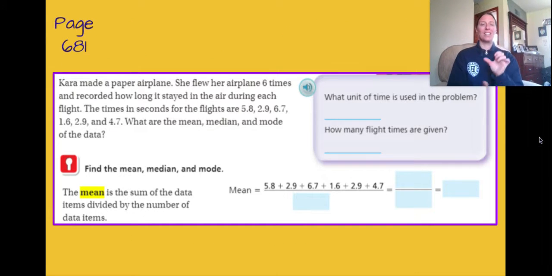On page 681, the problem says, Kara made a paper airplane. She flew her airplane 6 times and recorded how long it stayed in the air. Her times are in seconds. The flights are 5.8 seconds, 2.9, 6.7, 1.6, 2.9, and 4.7. Find the mean, median, and mode of the data. Remember, mean is the sum of all the data points divided by how many numbers are in the group.